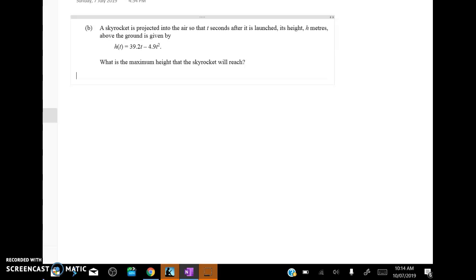So this is another classic, which is about a skyrocket, and we're given the equation for the height of the rocket t seconds after it is launched above the ground. And again, we've got a parabola here. Now this time we're asked to figure out the maximum height that the skyrocket will reach.